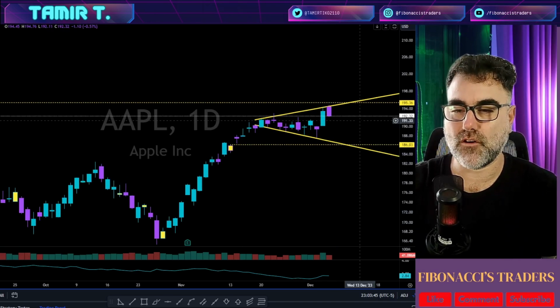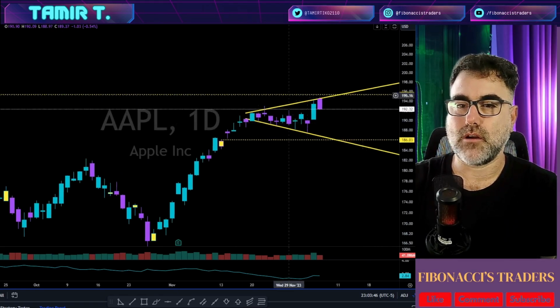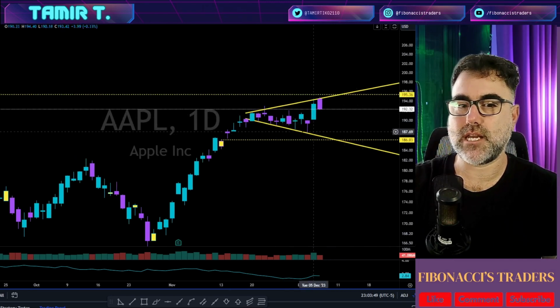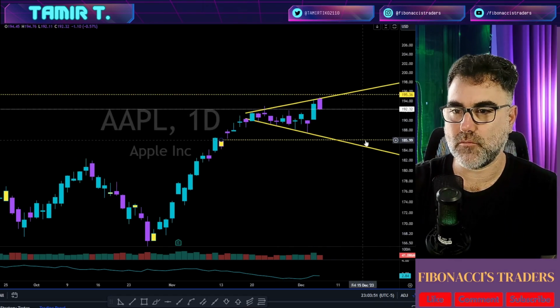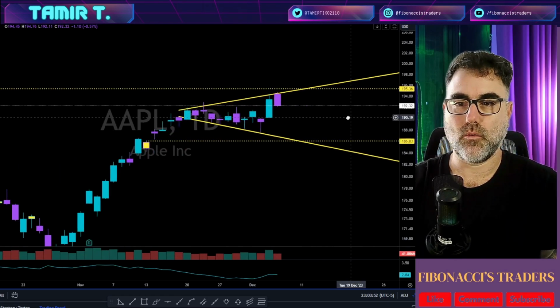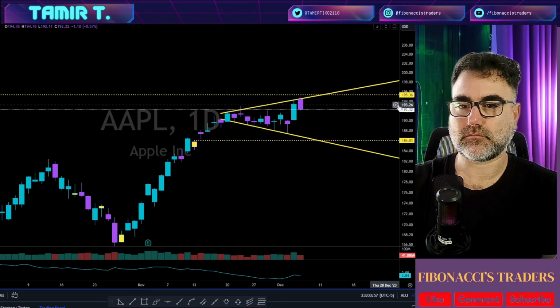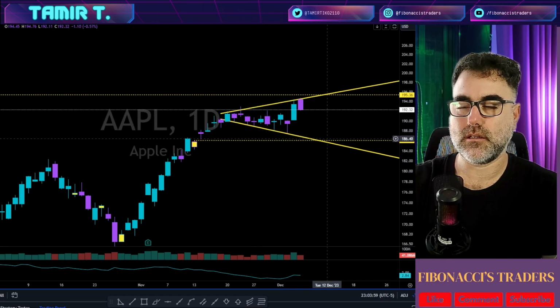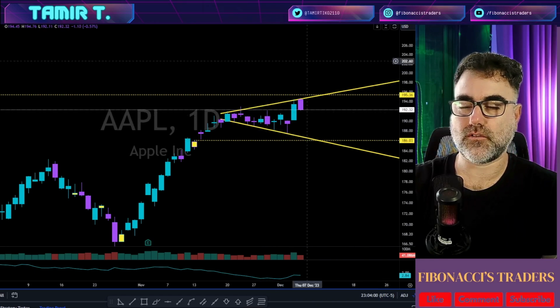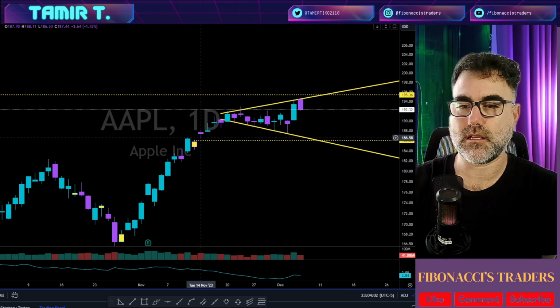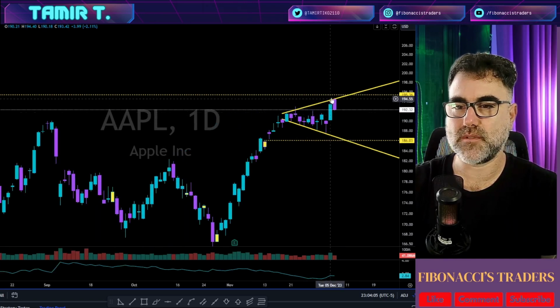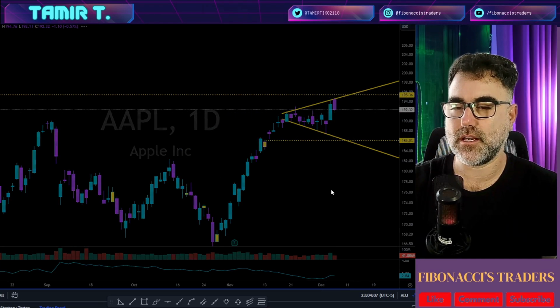Apple, broadening formation, a gap above the broadening formation, a gap below the broadening formation. Let's see where Apple will take us, how Apple will break out from this broadening formation. To the downside, this gap will get filled. To the upside, this gap will get filled.